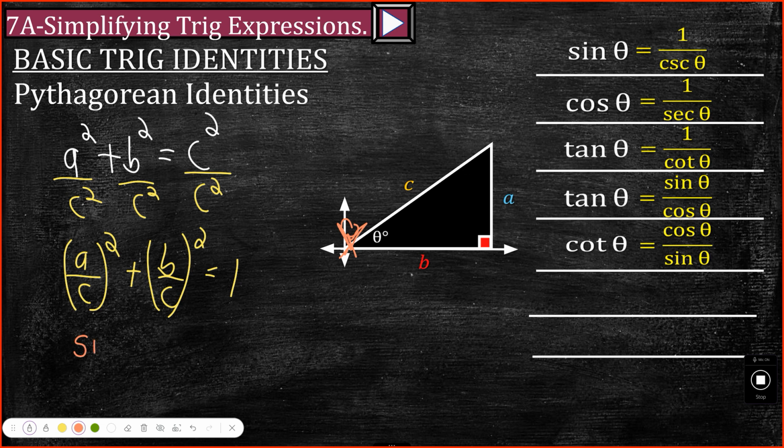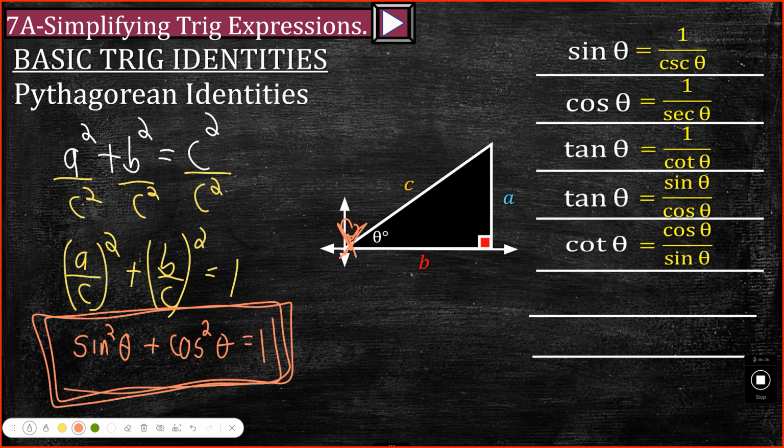So how do you write sine theta that is squared? Whoever invented all this math said it looks a little bit weird, so we're going to rewrite it like this: put the little 2 here. Sine squared theta. That's how you write it. What's B over C? Cosine theta, and it's squared. This is one of the most fundamental identities in trig: sine squared theta plus cosine squared theta is equal to 1.